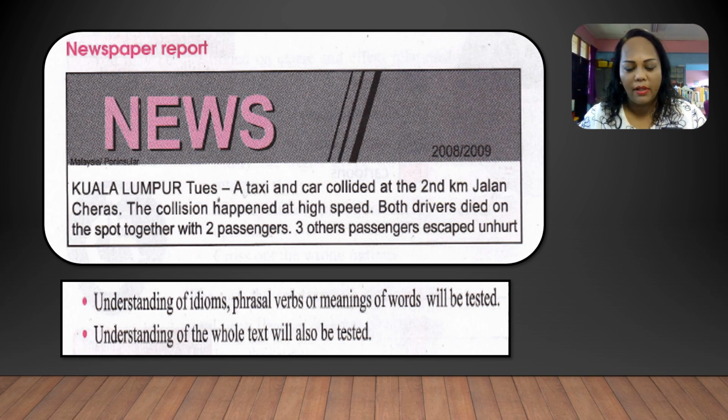Okay, for example, you may be asked, how many people died in the accident? If you are not careful, you would say 2 drivers died. But actually, if you look at the text correctly, both drivers died on the spot together with 2 passengers. So the total number of people who died in the accident is 4. So again, please be careful, read and understand the text before you answer.